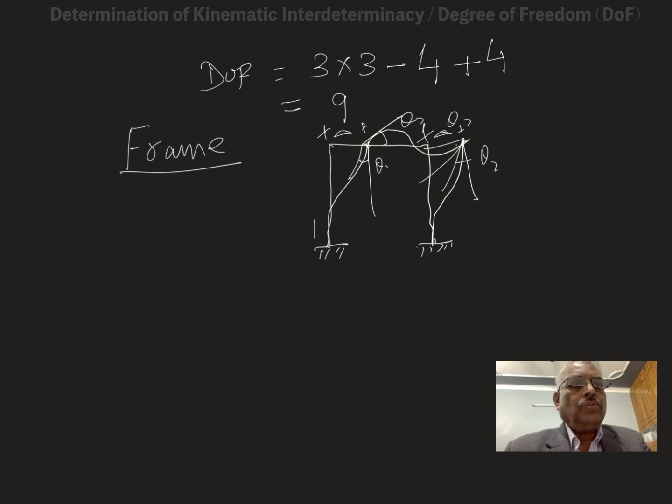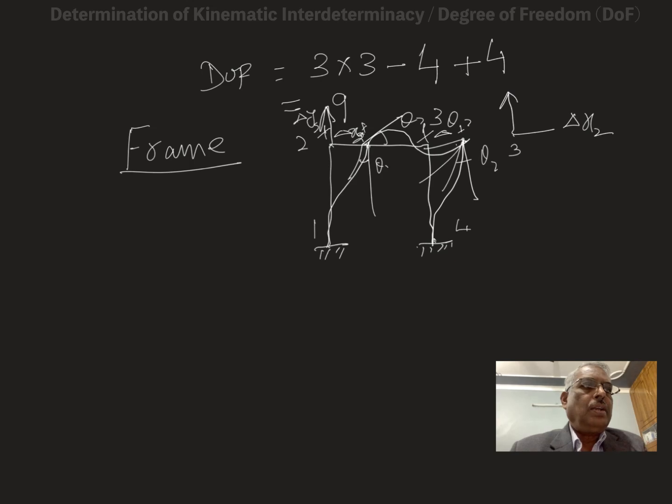The joints are 1, 2, 3 and 4. Here in the horizontal direction there will be delta x2, and in the vertical column, in the direction of the column, there will be axial deformation. So here also delta x2 and delta x3. At joint 3, delta x2 and delta y2. But in this direction there will be delta x2, and the column will also deform axially along the column, that will be delta y2.